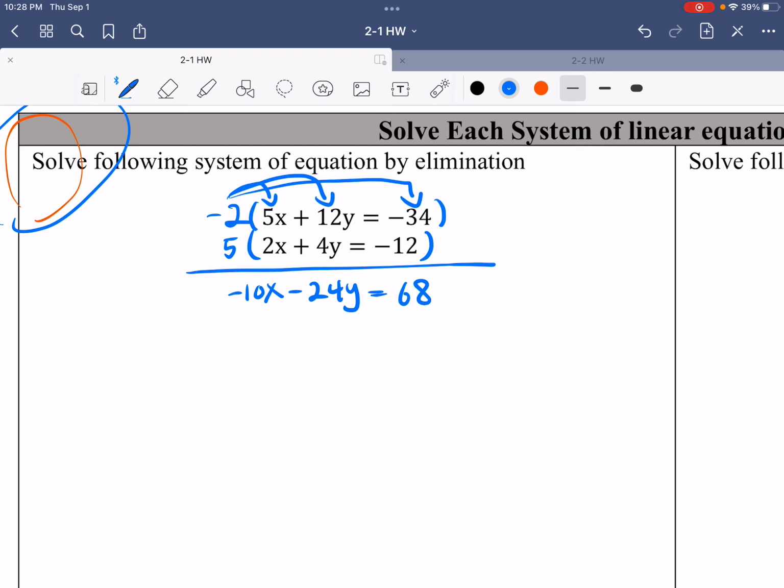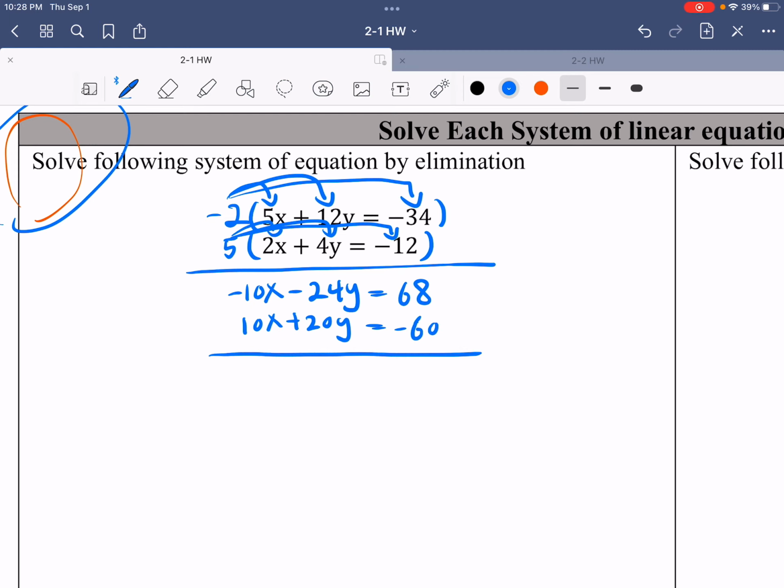Now let's do the second one. 5 times 2x, you get 10x. 5 times 4y, you get plus 20y equals 5 times negative 12, you get negative 60.